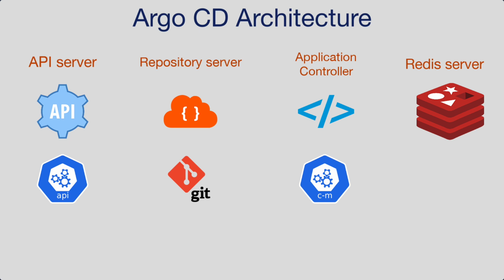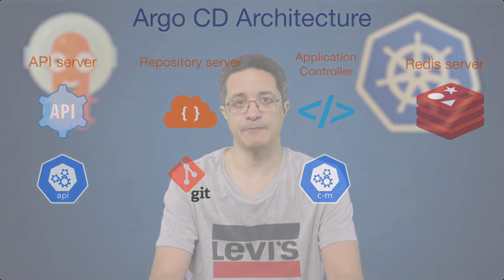Redis is an open-source in-memory data structure store used by Argo CD to store metadata about the applications and the resources in the cluster. Redis stores information such as the status of application deployments, the state of resources in the cluster, and the history of changes made. By working together, these components provide a complete solution for continuous delivery in Kubernetes based on the GitOps methodology.